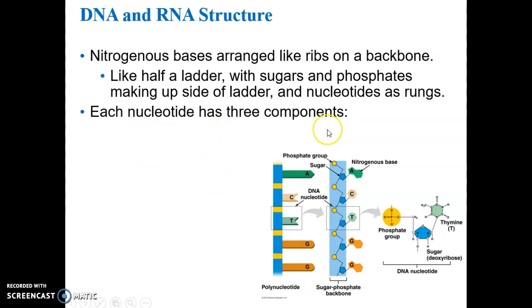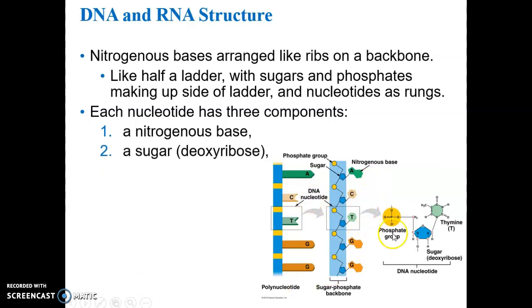So each nucleotide has three components: the nitrogenous base, in this case it's thymine here, T, or A adenine, C cytosine, or who's missing, G for guanine, okay? And the sugar, deoxyribose for DNA, and then the phosphate group shown here in yellow. Okay, so that's one monomer, the DNA nucleotide with its three components.